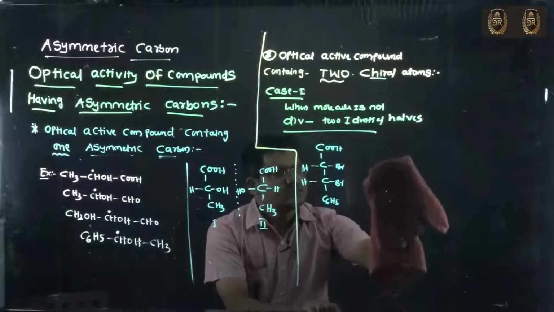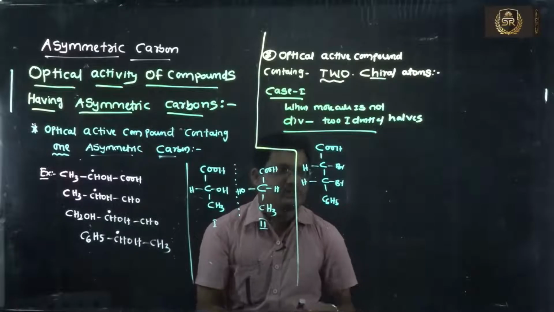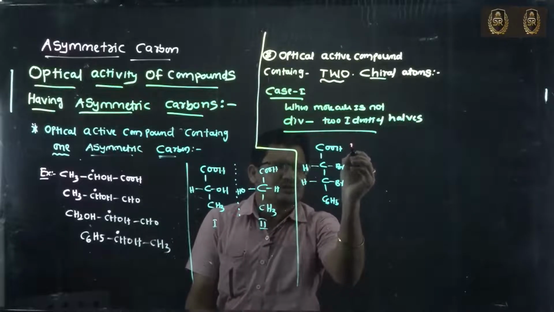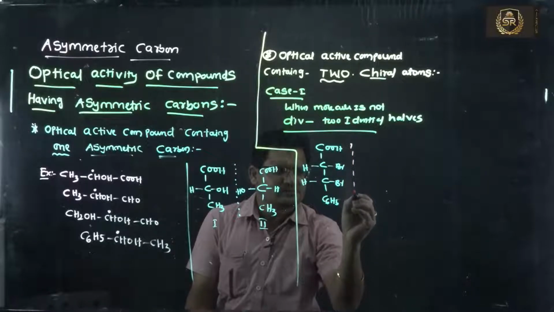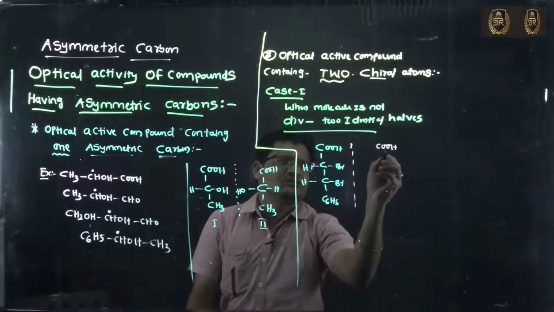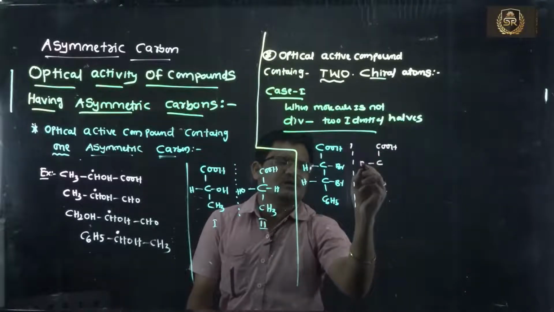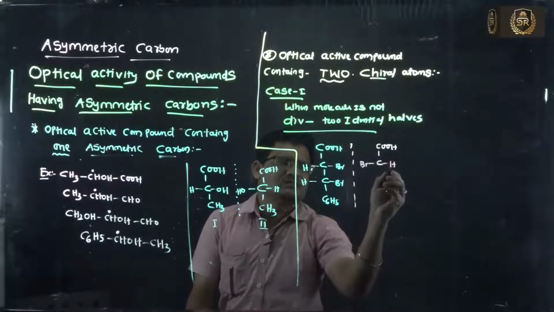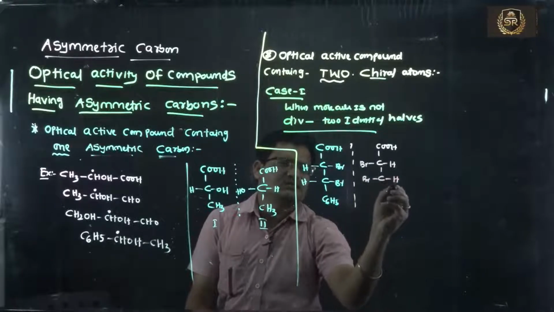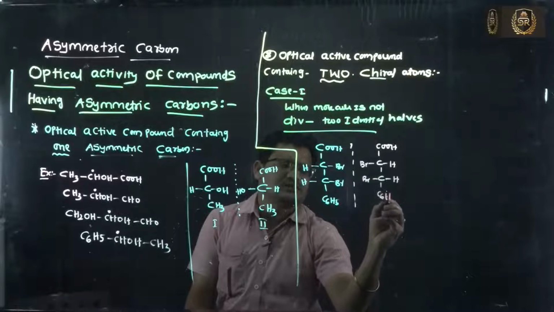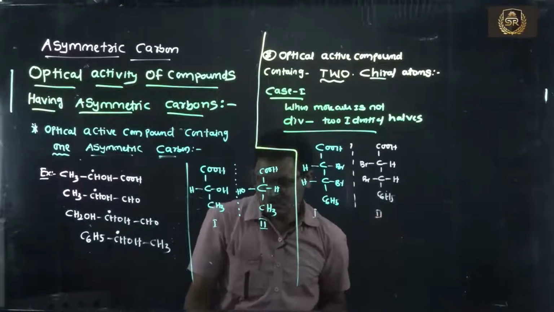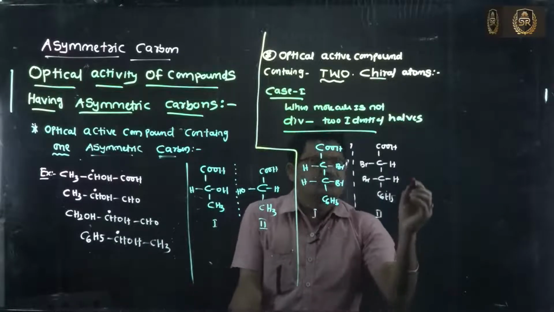So, if they are mirror images of each other, what happens? This is the mirror. This one COOH, this side C, this side Br, this side H, this side C6H5. So, this is one structure, this is the second structure. Okay. Now, one more example for this one.